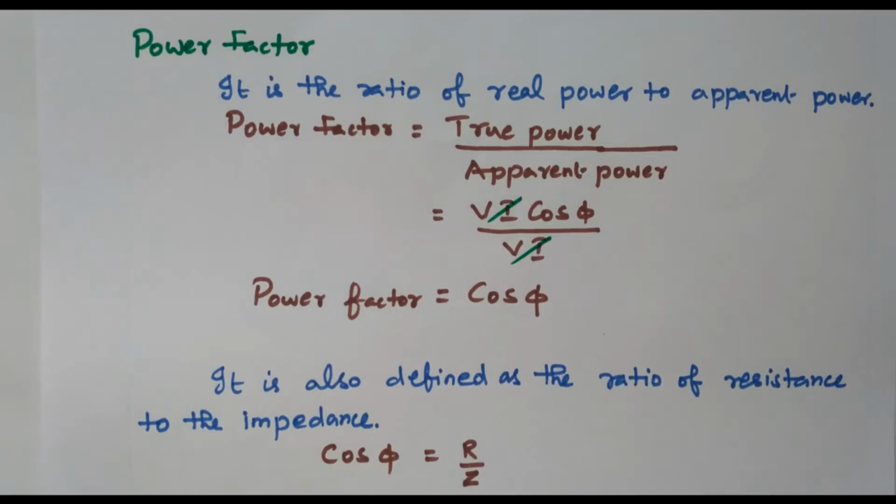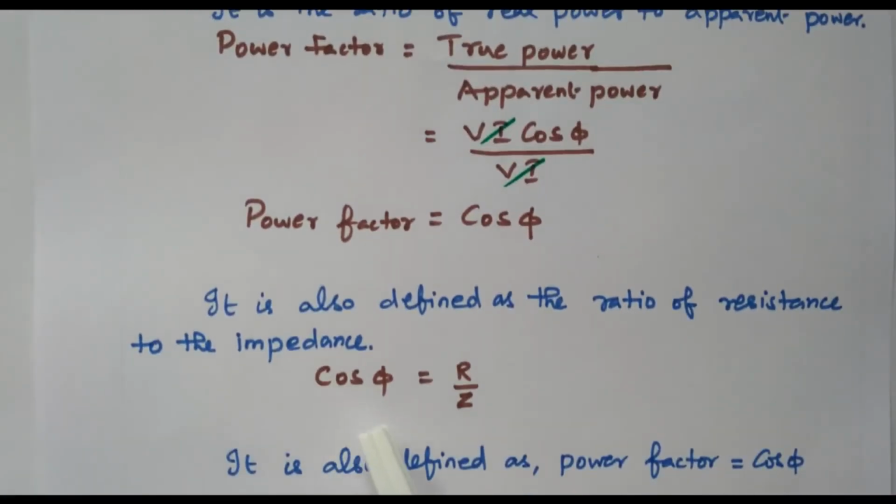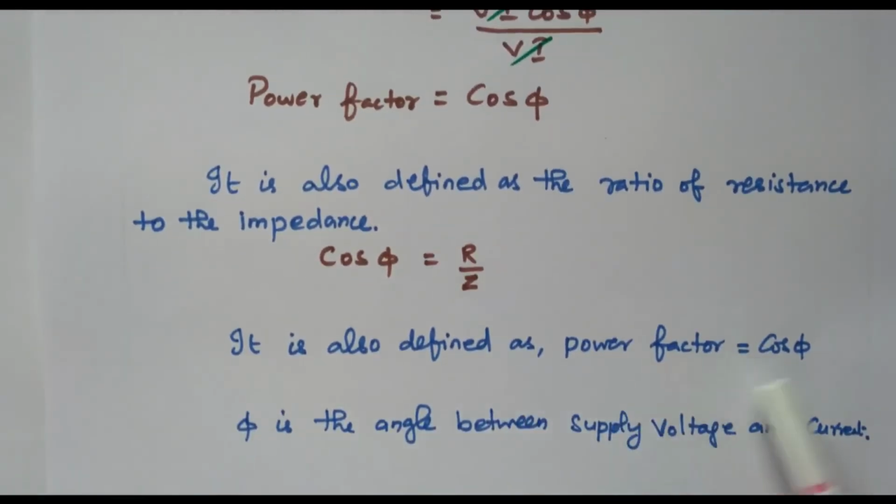It is also defined in another form. Cos phi can also be calculated from the impedance triangle as R divided by Z. So power factor is nothing but cos phi, where phi is the angle between supply voltage and current. So in this video we discussed the RL series circuit, where a resistor and inductor are connected in series: the behavior of the circuit with respect to voltage, current, phase angle, impedance, power factor, power triangle and other related terms. Thank you.